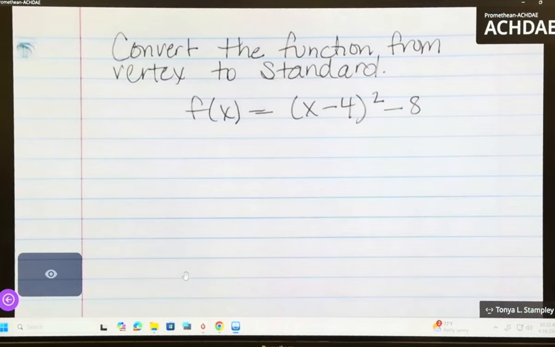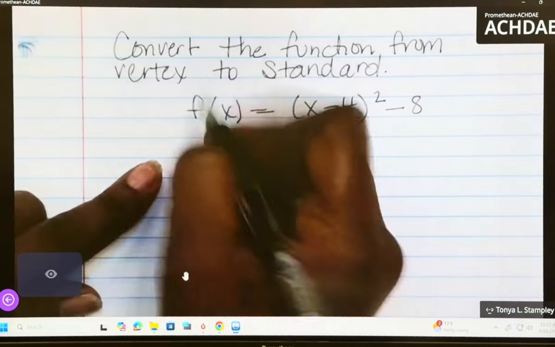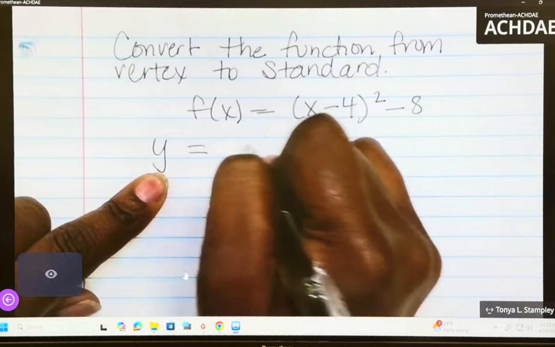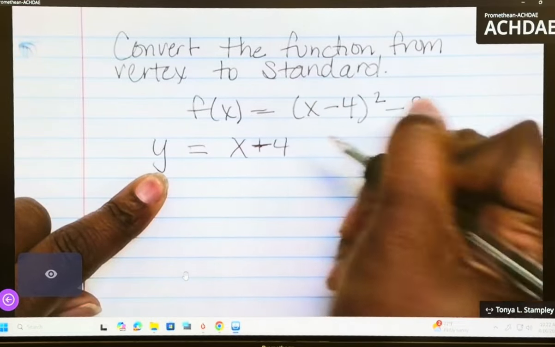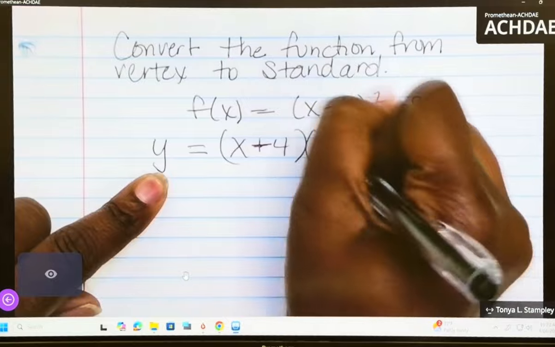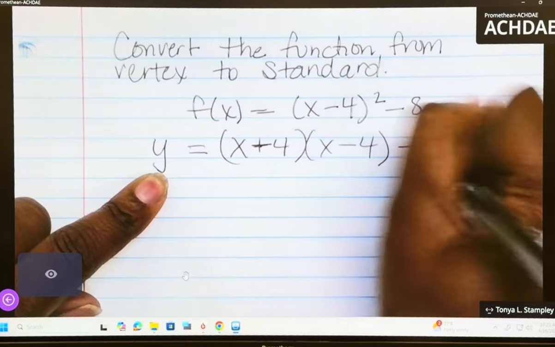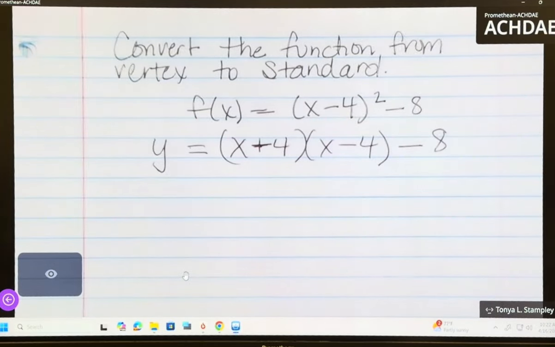So remember, vertex to standard, all it is is simplifying. You just multiply. You ain't doing no real work. You ain't got to find nothing missing. You just work it out, right? So I'm going to start off by writing what I see, which is y equals x minus 4, that's not a plus, times x minus 4, minus 8. Why did I write that twice? Because it's squared.